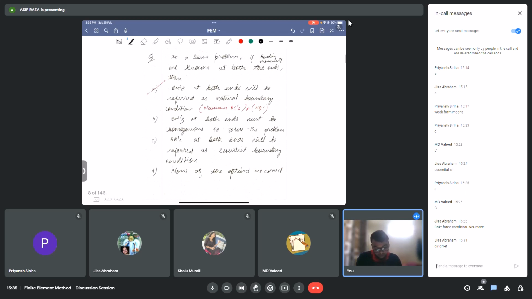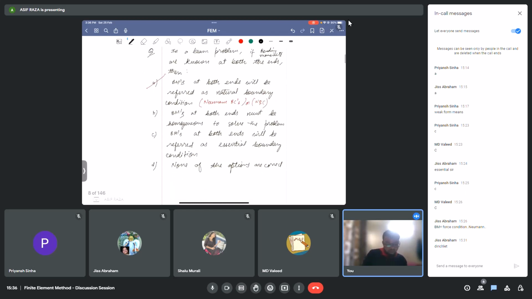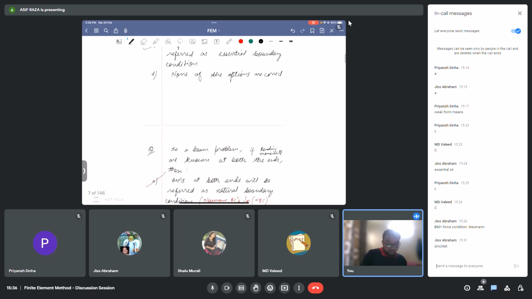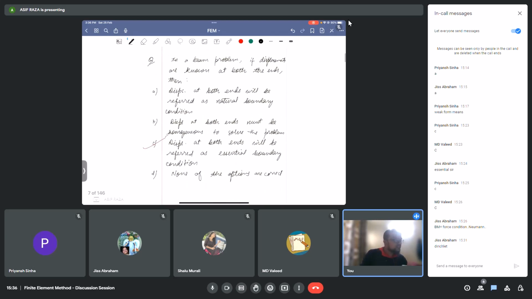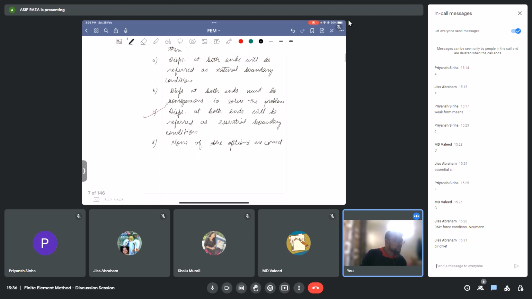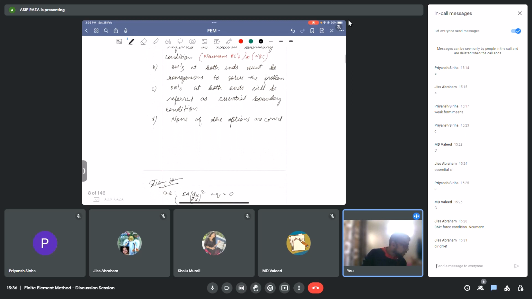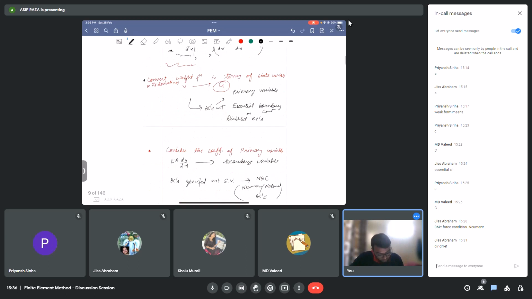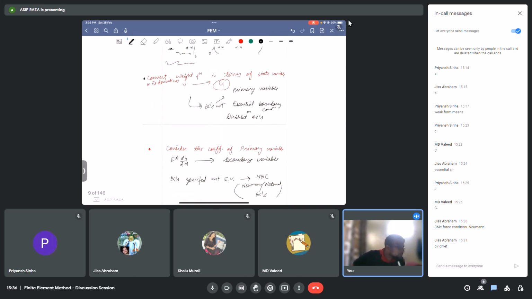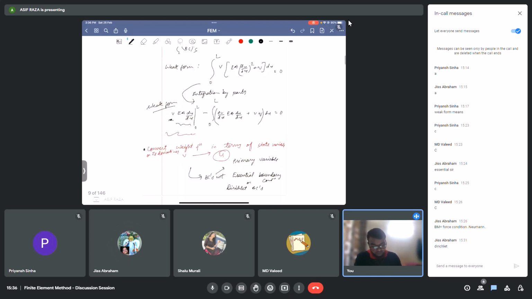So as pertaining to the previous questions asked, if forces are specified, those are natural boundary conditions, and if displacements are specified, those are essential boundary conditions. Abraham has typed Dirichlet boundary condition. Do you have any question? No, sir, I typed it when you said essential boundary condition. Okay, fine.